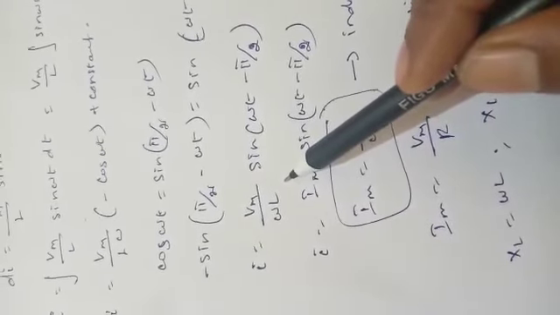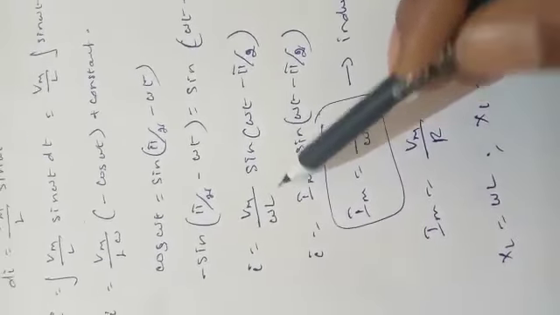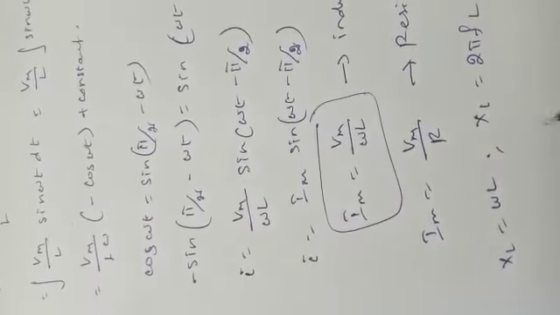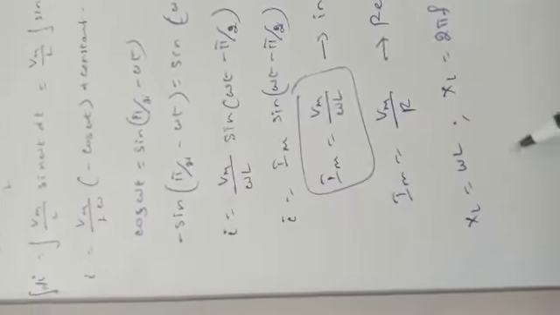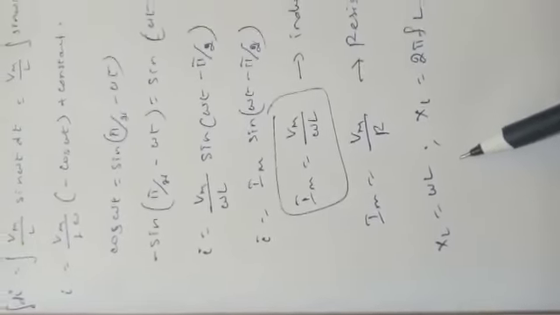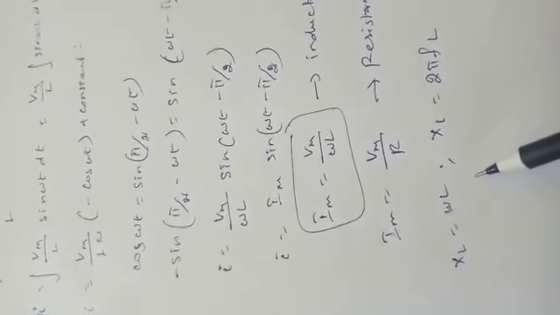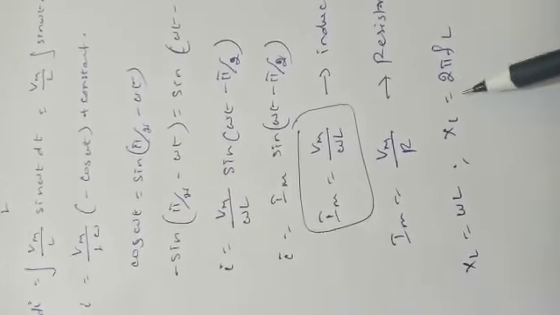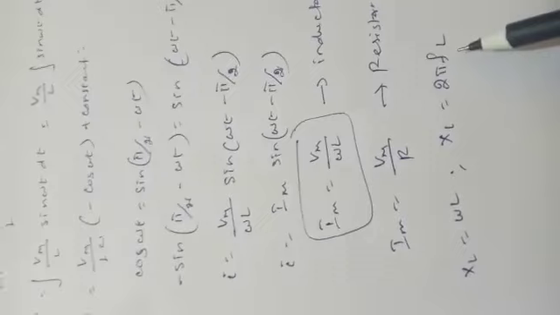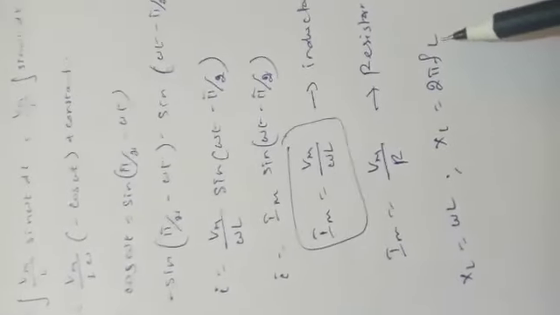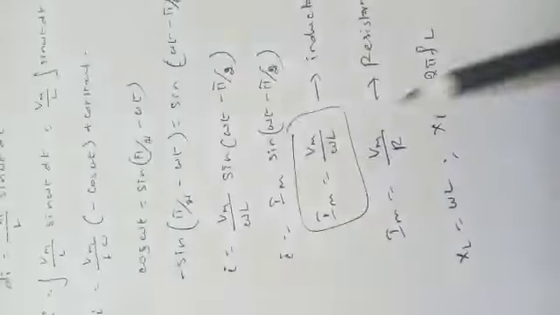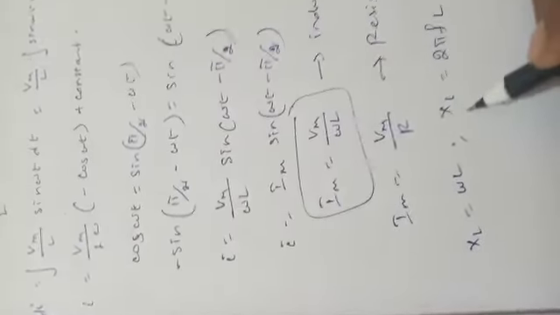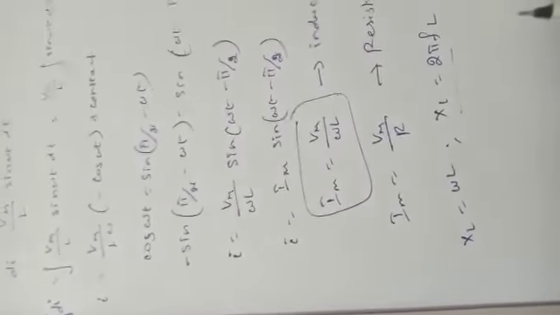So in the inductive circuit, the inductive reactance XL is equal to omega L. We know the angular frequency omega is equal to 2 pi f. So XL is equal to 2 pi f into L. This is the inductive reactance XL.